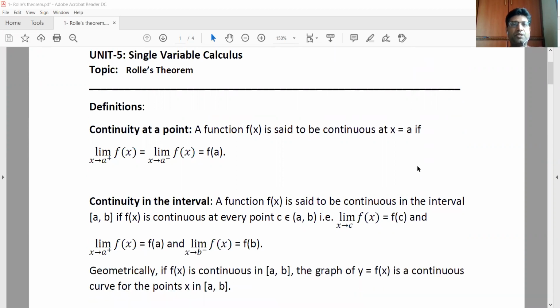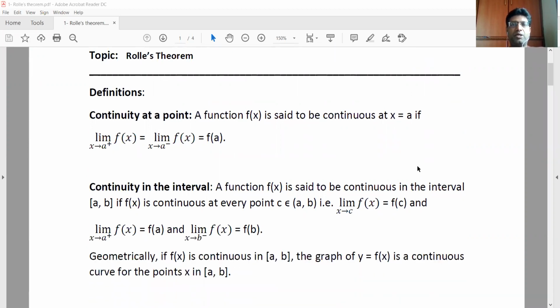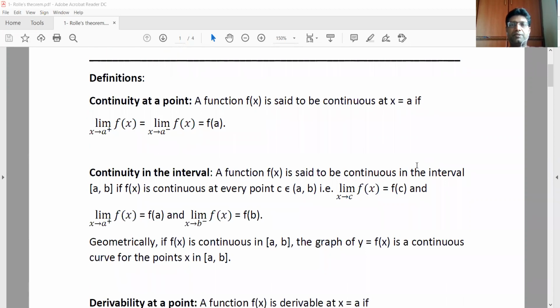First one is continuity. Continuity at a point. The function f(x) is said to be continuous at x equals a if the limit as x tends to a plus of f(x) equals the limit as x tends to a minus of f(x) equals f(a). Next is continuity in the interval.